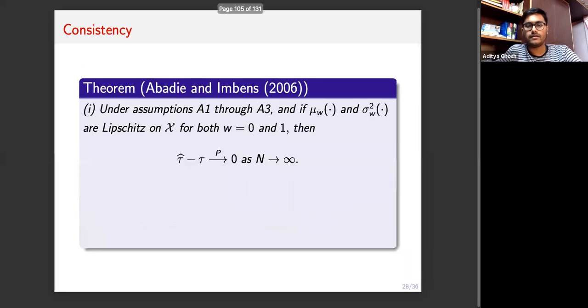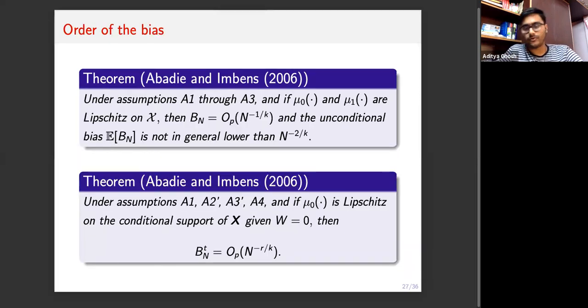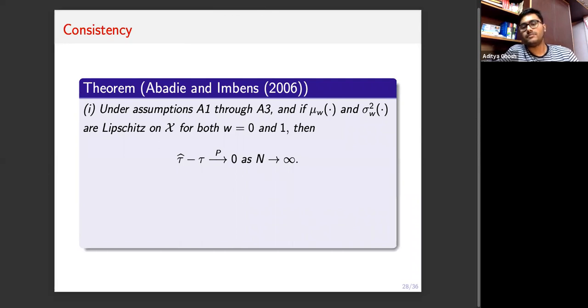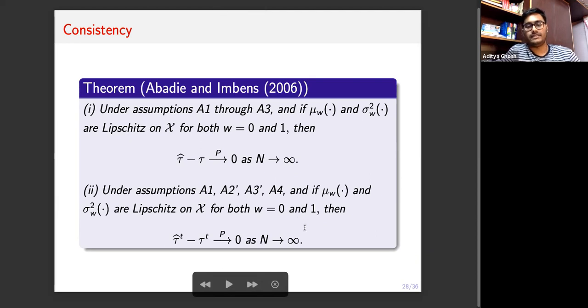And okay, so next let us talk about consistency. Consistency is also similar. That is done under similar assumptions A1 through A3, and assuming Lipschitz of both the mean function and the variance functions. And this is for the ATE, and the next one is for ATE on the treated. And I should say that even though we are happy with the assumptions A1 through A3, the assumption A4 is slightly problematic, because we are requiring the control group to be much larger than the treatment group.